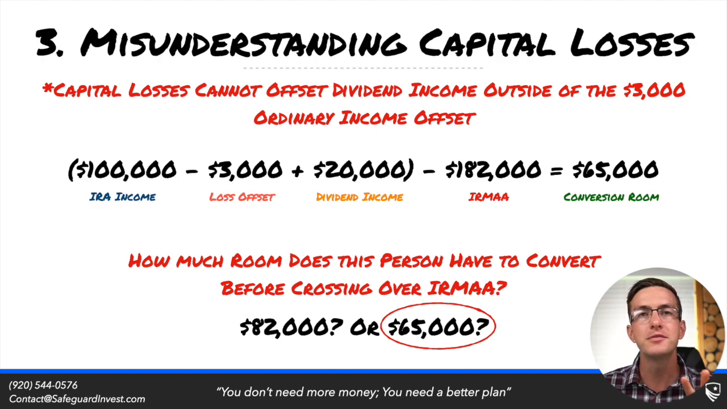You need to absolutely make sure that if you have capital losses, you're offsetting properly within the capital gain formula. Again, capital losses cannot offset dividend income, but they can offset capital gains, whether short-term or long-term. Understanding this is very important to making sure that we avoid critical tax cliffs like IRMAA.